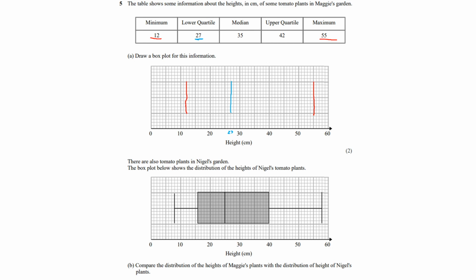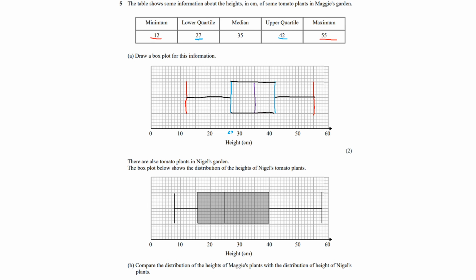I'm going to put the median in purple, which goes here. And upper quartile is 42. I'm going to put that in cyan as well. So that's also going to be 42. Let's box it up. And we should get this as our final diagram.